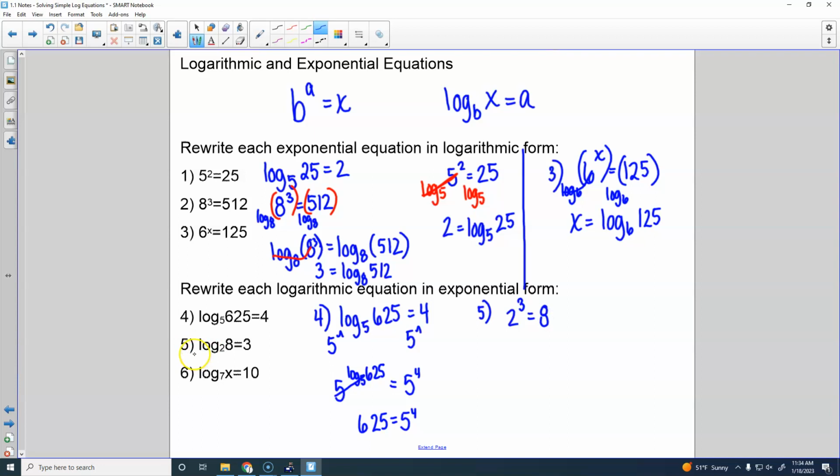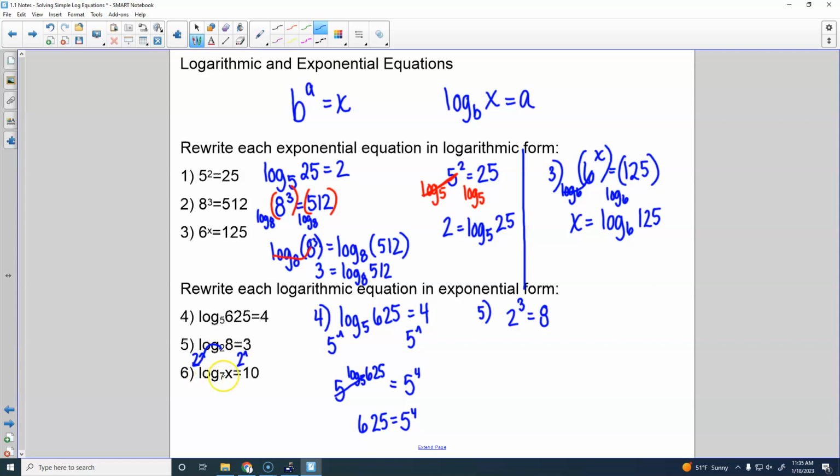Or, to get rid of a log with a base 2, you do 2 to the power, 2 to the power, right here. These cancel. 8 equals 2 to the 3rd power. It's just going to be which side of the equal sign your information is on is the only thing that switches there. We okay there? Questions? Does that make sense?